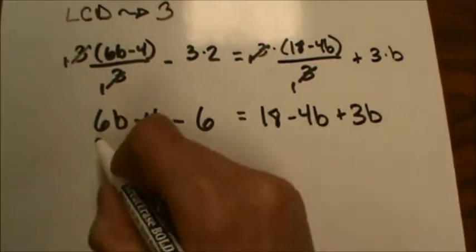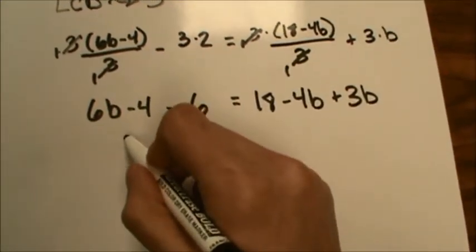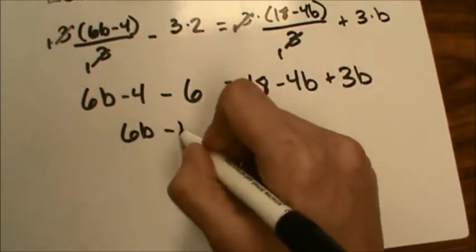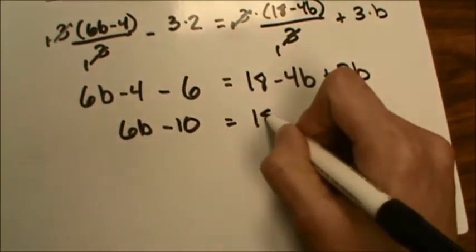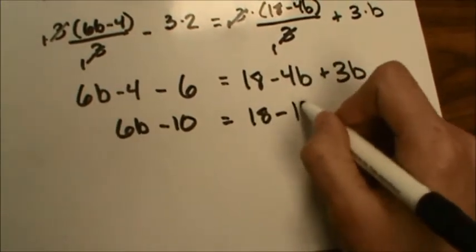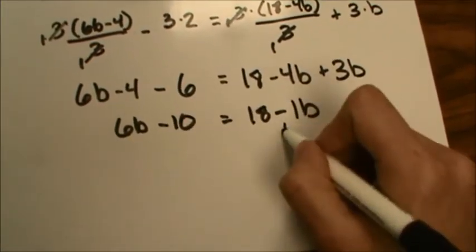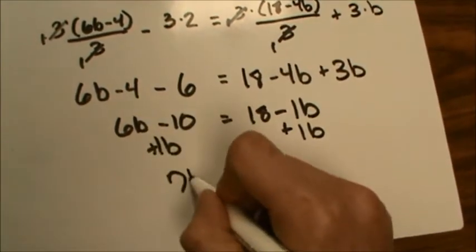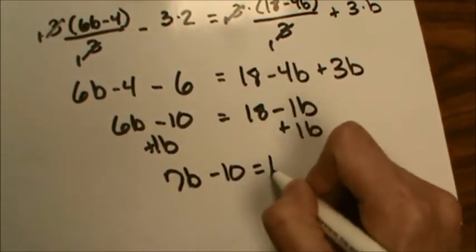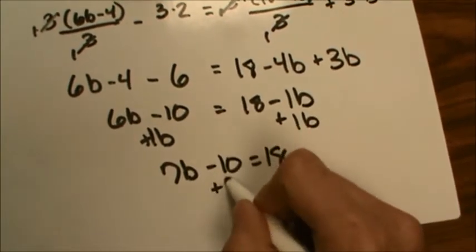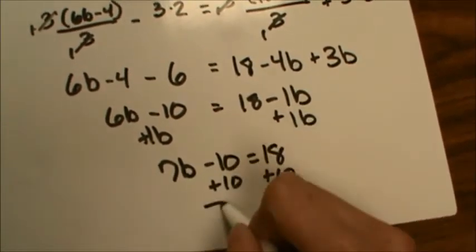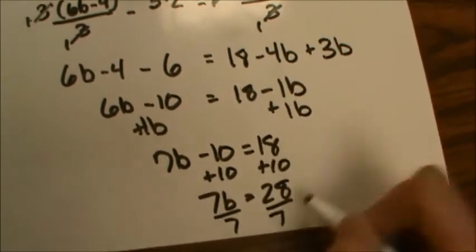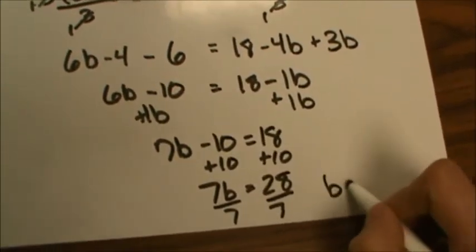Now this is something we solved in chapter 3, I believe, an equation with variables on both sides, so I'm going to simplify. 18, this will be minus 1b. I'm going to add 1b to both sides. So I have 7b minus 10 equals 18. Add 10. 7b equals 28. When I divide by 7, b is 4.